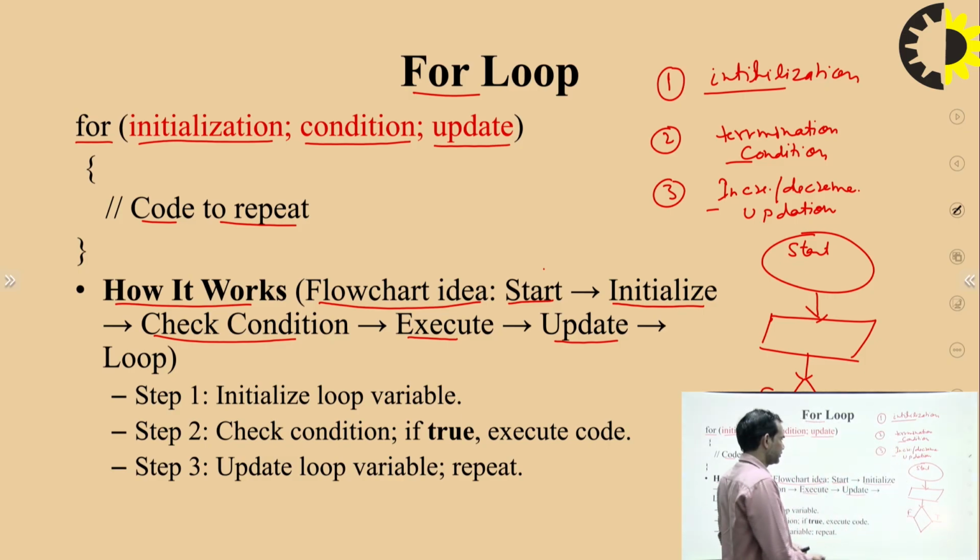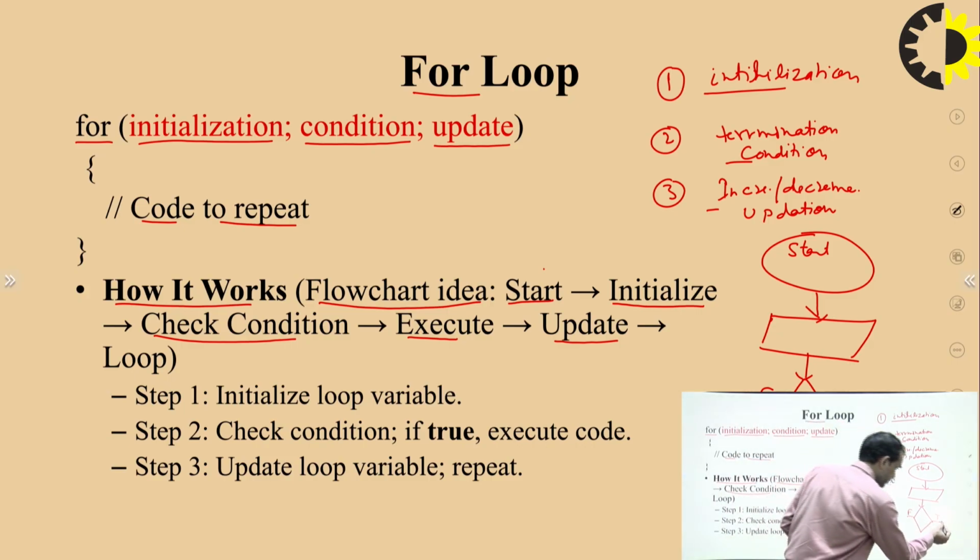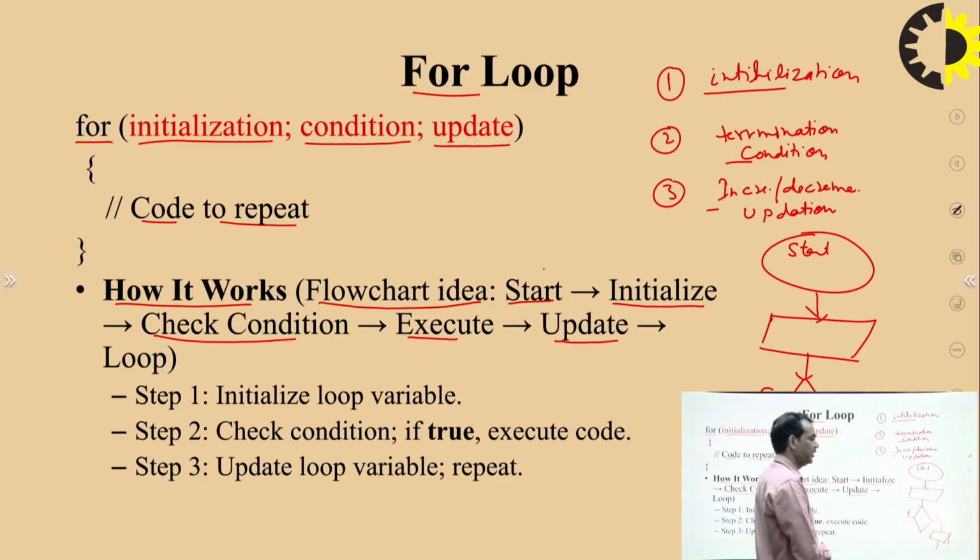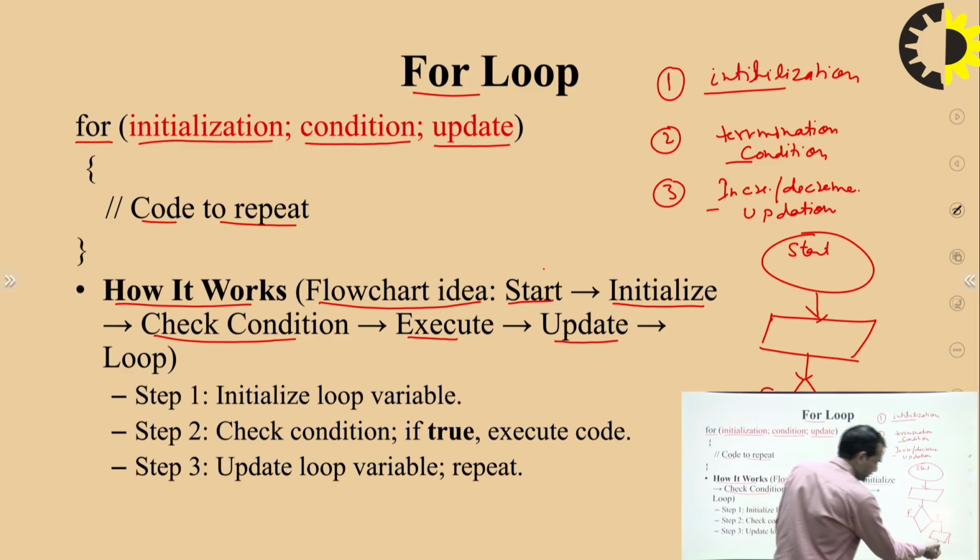This is true or this is false. Then, if the condition is true, it will execute and print something. And last, we have to update the value. After this executes, it will update the value. So it will flow like this.